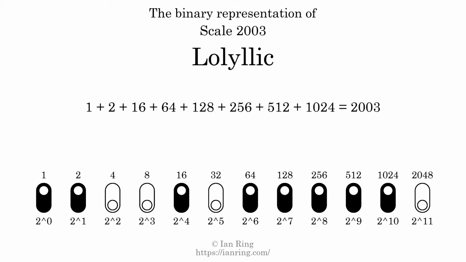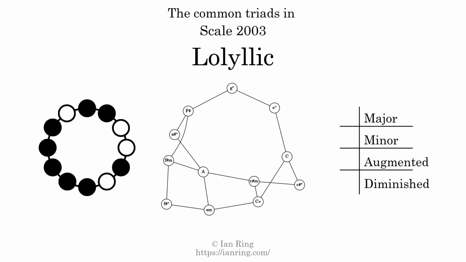The scale number not only enumerates the scale with a unique index, but it also literally describes the tonal content of the scale. Represented as a binary number in base 2, the scale number is 0111110100011. Here are the common triads present in this scale.